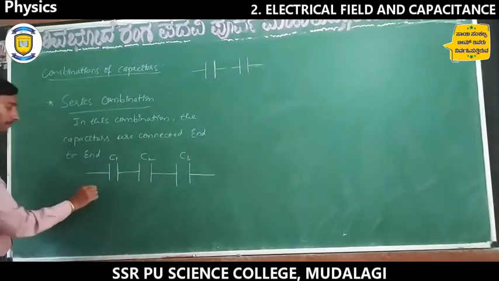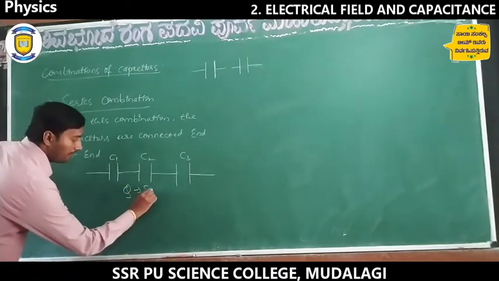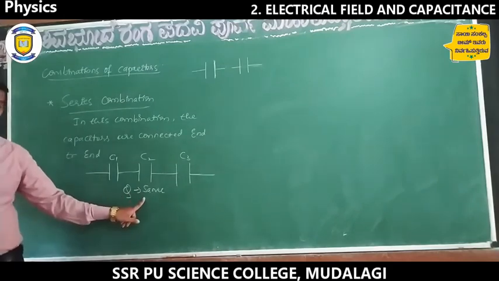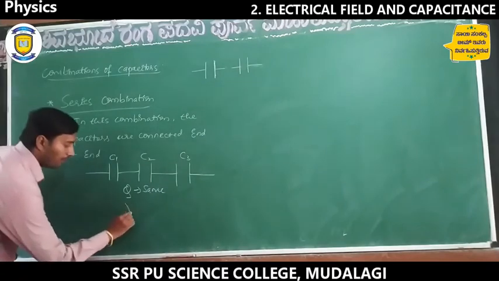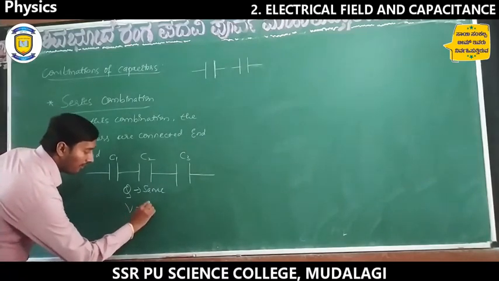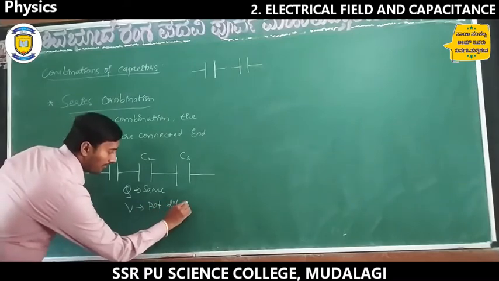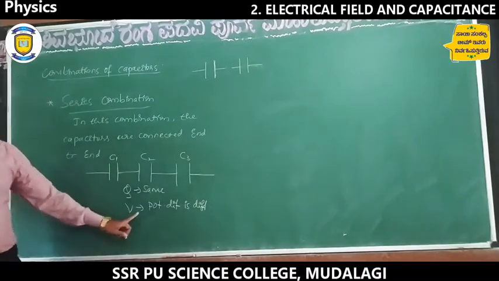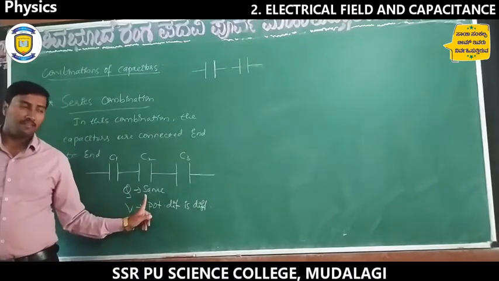In this series combination, charge is the same. Q means charge. Q is the same, the charge is the same for all three capacitors. And V, the potential difference, is different for the different capacitors. Correct? Potential difference is different, but Q, the charge, is the same.